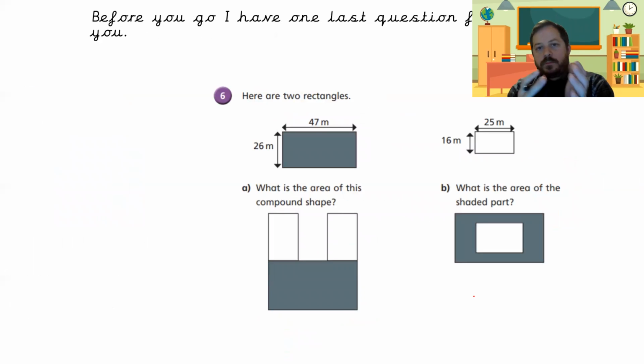So one last question before I go. Have a go at this one. Here are 2 rectangles. You've got a rectangle here, which is colored, and a white one here. So first off, what's the compound shape? You have to work out what the area of both is and work out how you do this. And then what's the area of the shaded part? Pause now and have a go.